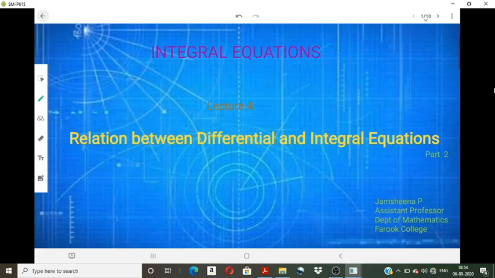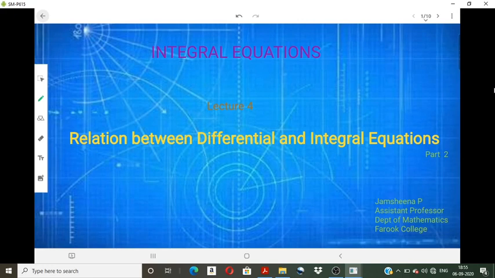Hello all. In this lecture, we will continue the discussion of the relation between differential and integral equations. In the previous lecture, we have already seen that an initial value problem can be converted into a Volterra type integral equation. Similarly, in this lecture, we will show that a boundary value problem can be converted into an integral equation of the Fredholm type.